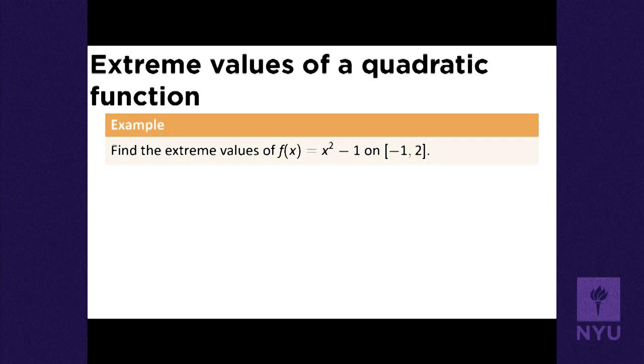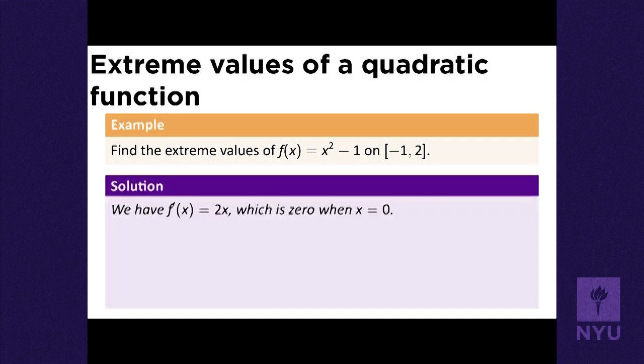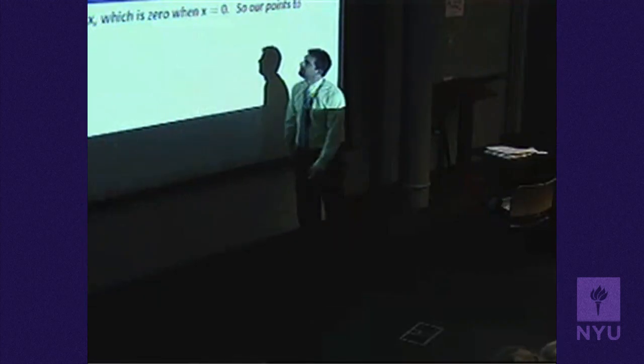Well, what's the derivative of f of x? 2x, okay? And for which x is 2x equal to 0? Only when x equals 0. So there is one critical point when x equals 0. That means we have to evaluate the function at our two endpoints, negative 1 and 2, and our critical point, 0. Okay, well, now this is just a simple plug and chug.